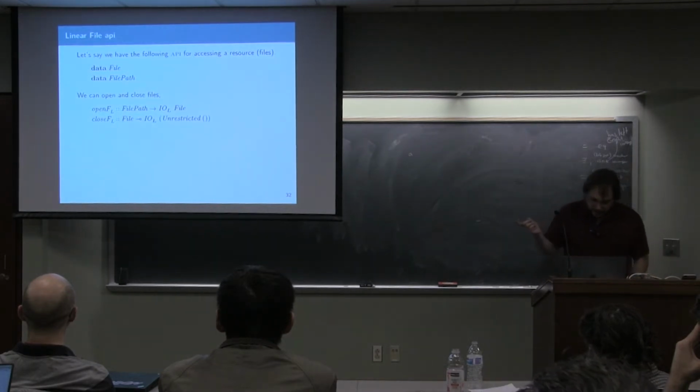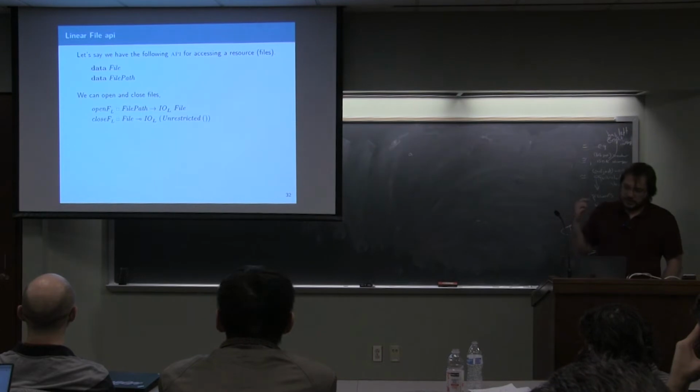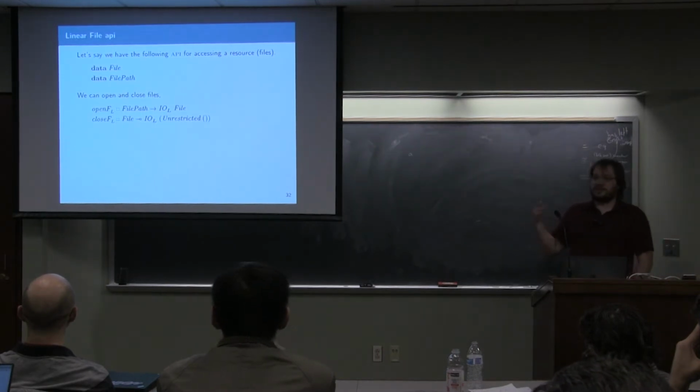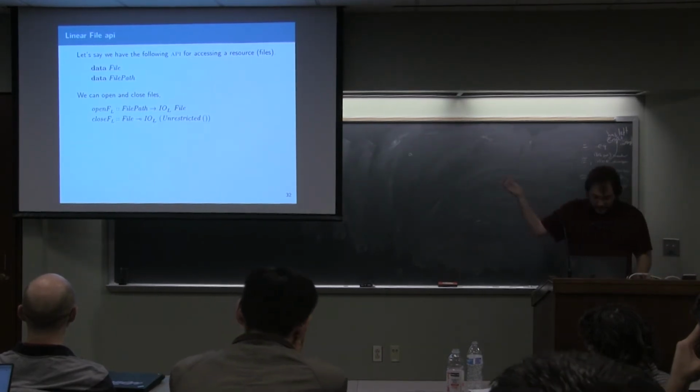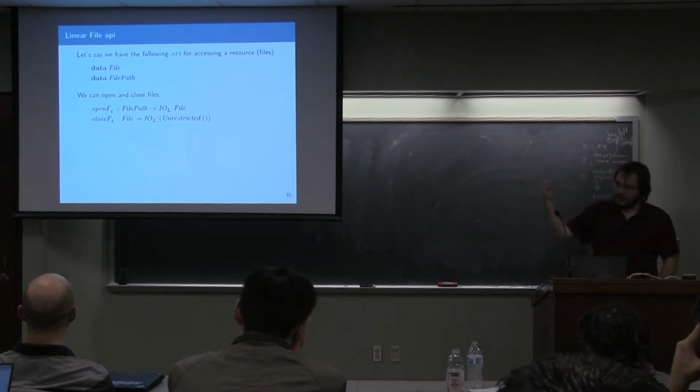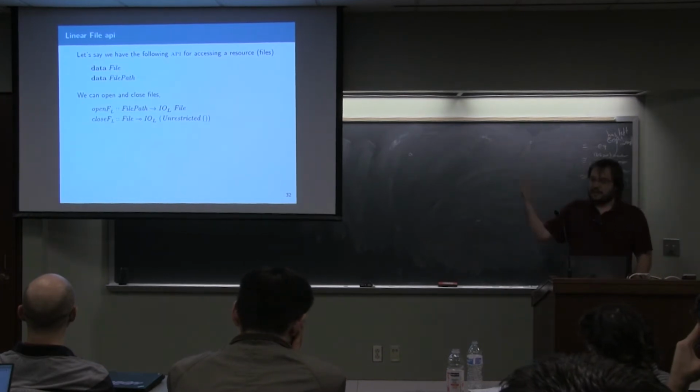So here, note that opening a file consumes, we don't really care what the string was. We don't need to consume that linearly. But now we have this IO of L. So now we're dealing with a linear IO monad, and it gives us back a file.